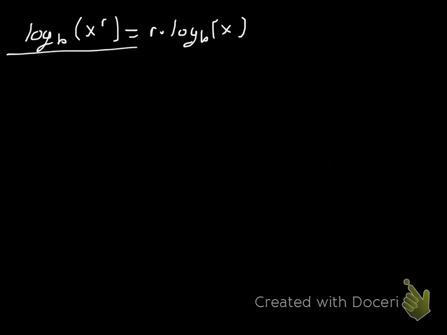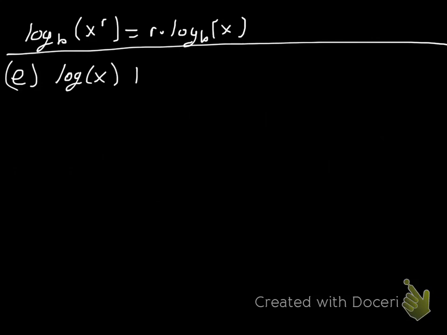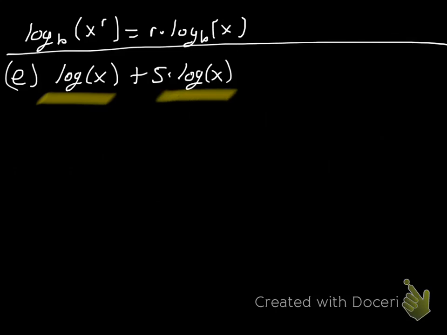Okay. And then on the top here, since we're going to be using the power rule, I'm going to go ahead and write it in. We have log of x plus 5 log of x. Okay, so we have two ways of doing this actually. These are like terms, so I could add them and get 6 log x. That's one way we can do it.